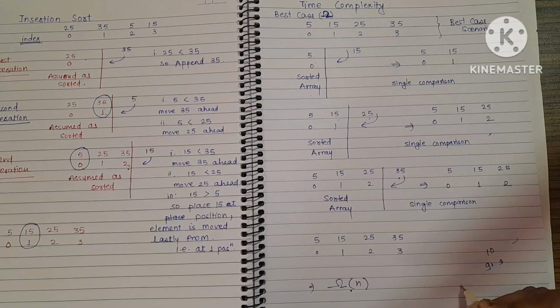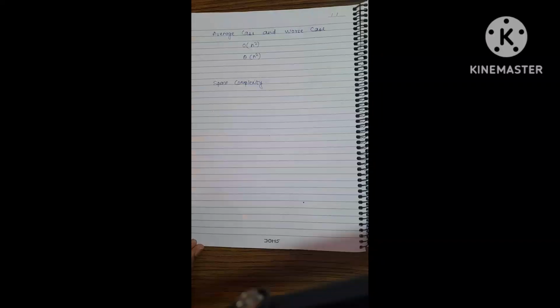If 20 elements are given, then 19 iterations are going to be performed, and in every iteration one comparison is involved. The total number of comparisons involved in sorting these 20 elements will be 19. So that's how linearly this complexity grows, and that's how the best case time complexity of the insertion sort algorithm is omega n.